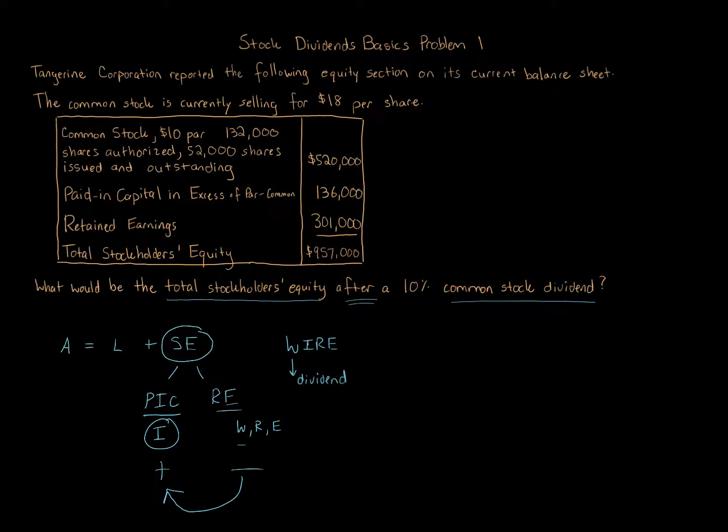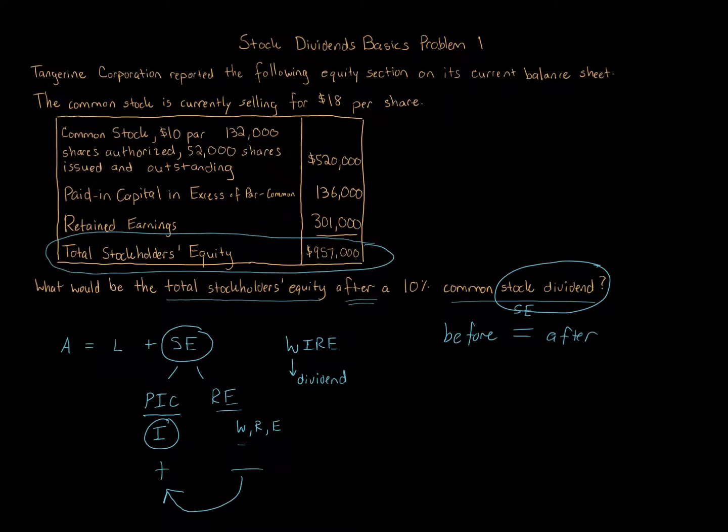So the idea here is that stockholders' equity, as a result of a stock dividend, is going to be equal before and after. Again, it's because the amount that retained earnings goes down by, paid-in capital goes up by the same amount. So it's equal before and after. So if we're asked, what would the total stockholders' equity be after a 10% common stock dividend? It's going to be what it was before, which is the $957,000. Look at that. Boom.